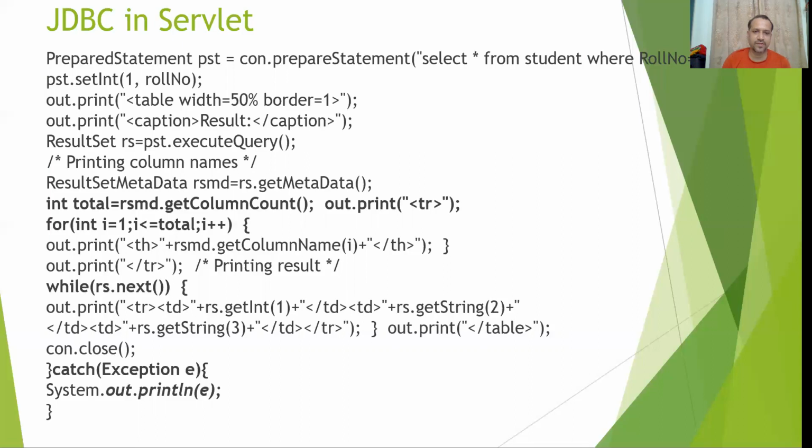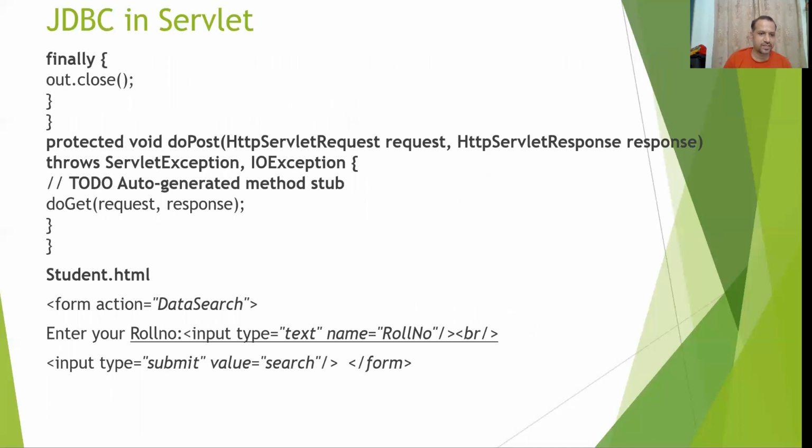Then ResultSetMetaData. The purpose of ResultSetMetaData is that it holds information about the table: the number of columns, the number of rows, the table name, the fields, and all that information. I have created it because I want to know the column count. With the help of the getColumnCount method, I get it, and then it is processed and prints the record as per the roll number given by the user.